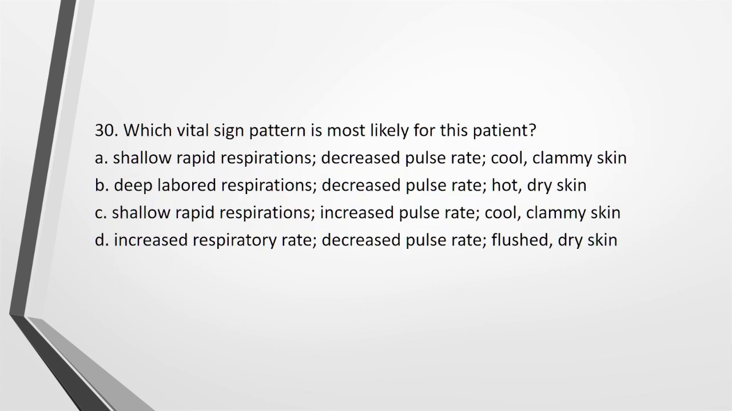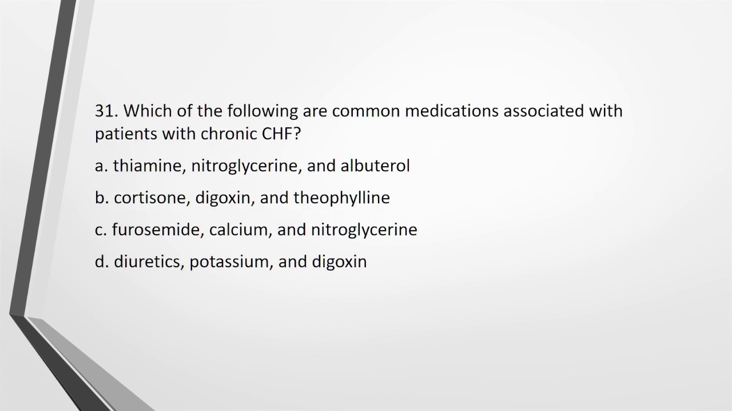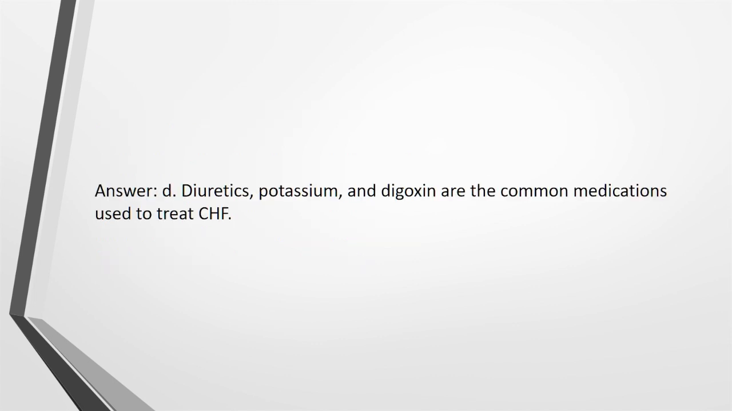30. Which vital sign pattern is most likely for this patient? Answer: C. The vital signs given in this choice are most likely for a patient with CHF who is complaining of difficulty breathing. 31. Which of the following are common medications associated with patients with chronic CHF? Answer: D. Diuretics, potassium, and digoxin are the common medications used to treat CHF.